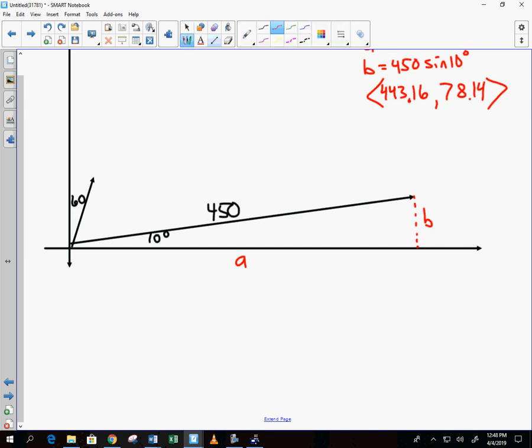So can somebody tell me the angle formed here? Yep, 70 degrees. Well, it's north 20 degrees east. So 20 subtracted from 90 is 70. Yep.